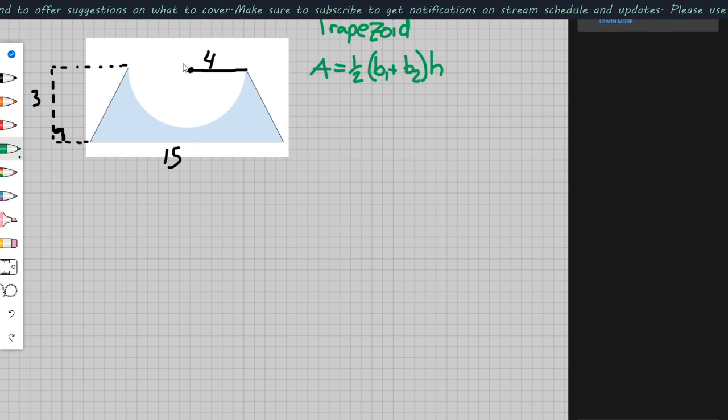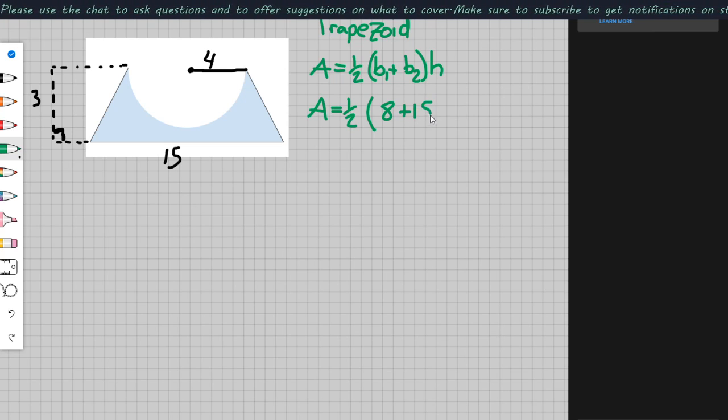They did not give us the top one, but again, we can figure that out because they gave us the radius of this semicircle. If the radius is 4, what do you think we could use that to find? This top dimension. Well, if the radius is 4, that means if we were to extend this and get the diameter, you could also find the other base length, so that would be 8. So area equals 1/2 (8 plus 15), and again I found that 8 because the diameter is also the same length as that top base, and then the height is 3.